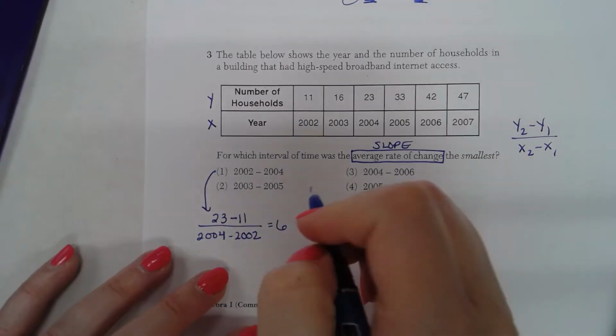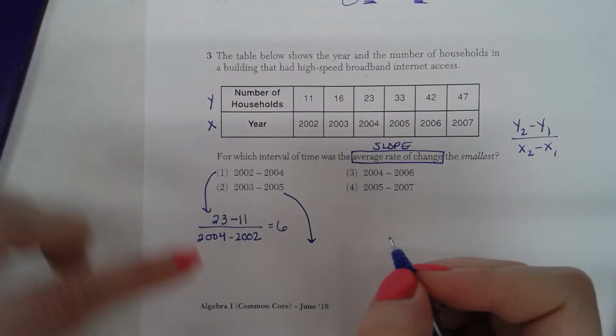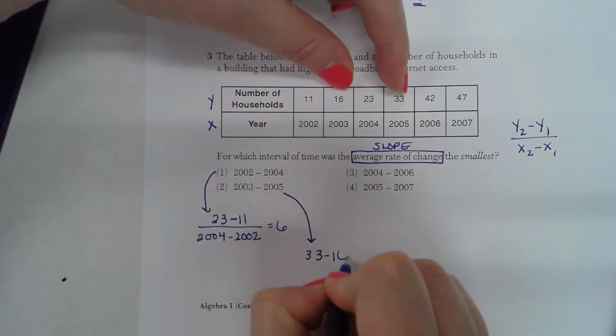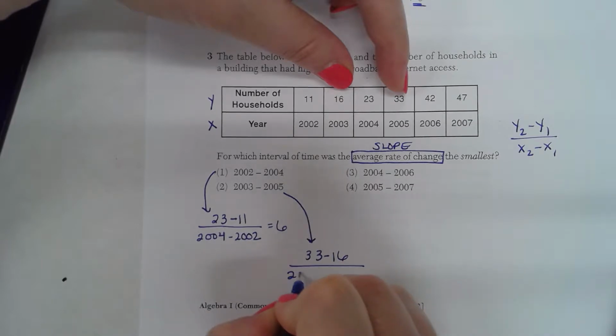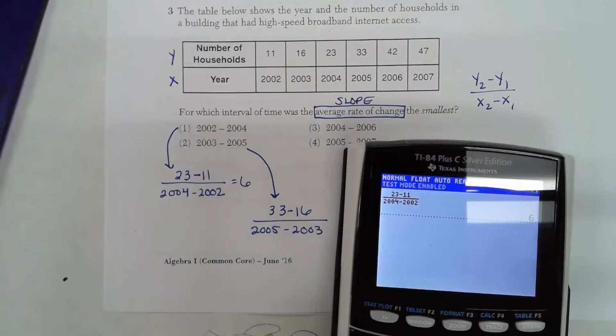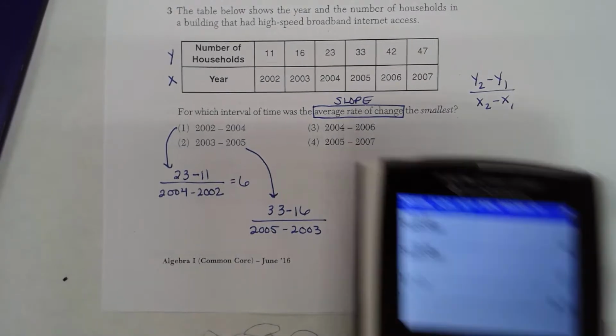So now I have to do it for choice 2. So I'm going to do from 2003 to 2005. So I'm going to do 33 minus 16 over 2005 minus 2003. Go to my calculator. And I've got 17 over 2. So I'm just going to see, let's see, 17 divided by 2. That's an 8.5.